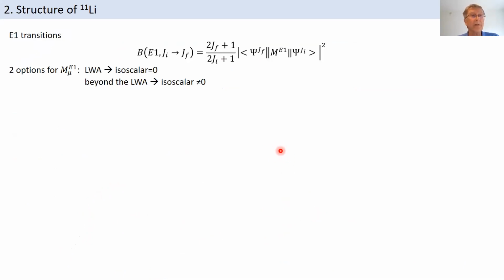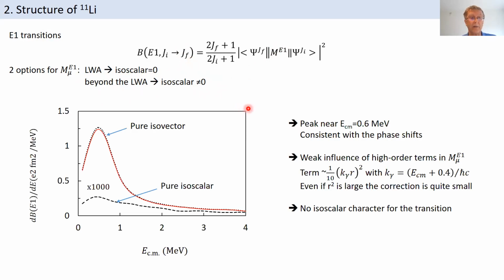So then I computed the E1 transitions, and this is the definition of the B(E1) from initial state to final state. Here the initial is the 0+ ground state, and the final is the 1-. There are two options for the E1 operator. In the first, I use the long wavelength approximation, which means that the isoscalar part is 0. Or if I go beyond the long wavelength approximation, then there is a possibility to have an isoscalar contribution.